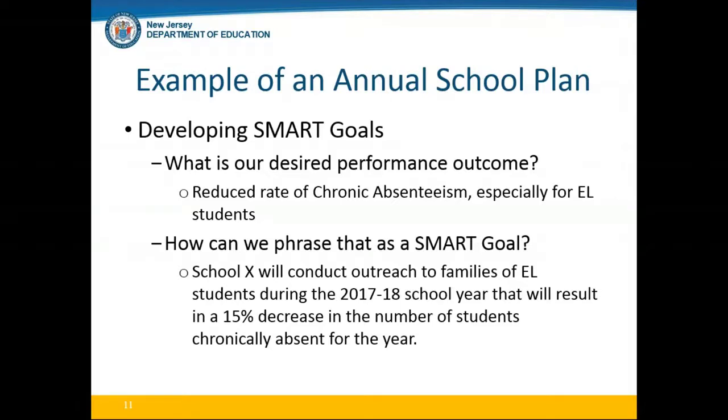For this example, a SMART goal might read, School X will conduct outreach to families of EL students during the 2017-2018 school year that will result in a 15% decrease in the number of students chronically absent for the year.